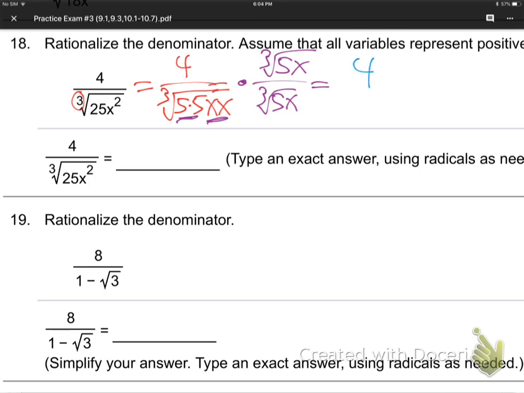On the top, that's just 4 cube root of 5x. On the bottom, look what we've got. 3 5s in, sends 1 5 out. 3 x's in, sends 1 x out. And there we go. What did we do? We got rid of the root from the bottom.